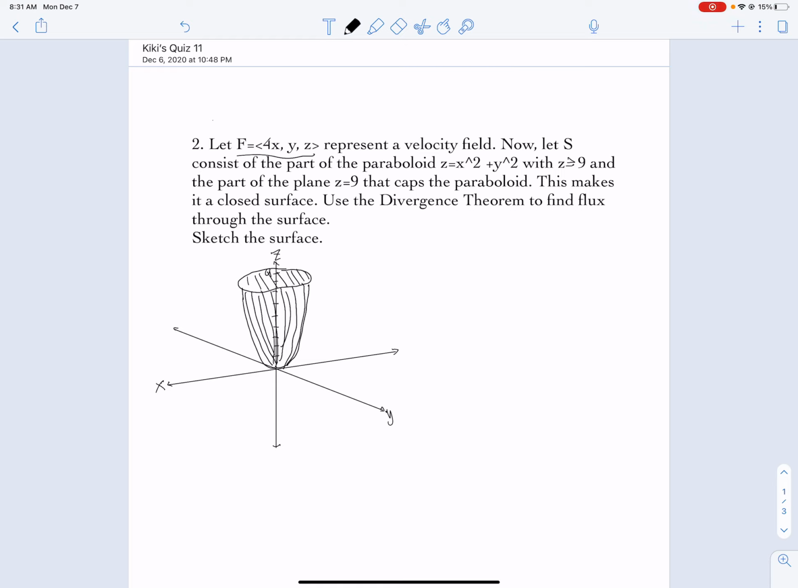So the divergence theorem states that we take the divergence of that vector field, which is equal to the partial with respect to x of the first component plus the partial with respect to y of the y component plus the partial with respect to z of the z component, which equals 4 plus 1 plus 1. So this is going to be the integrand in our triple integral.